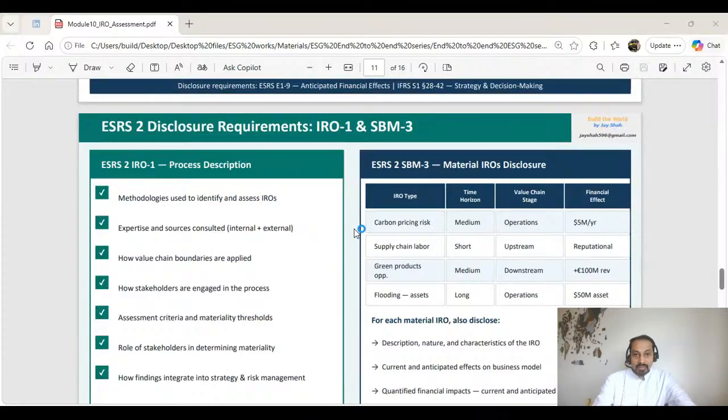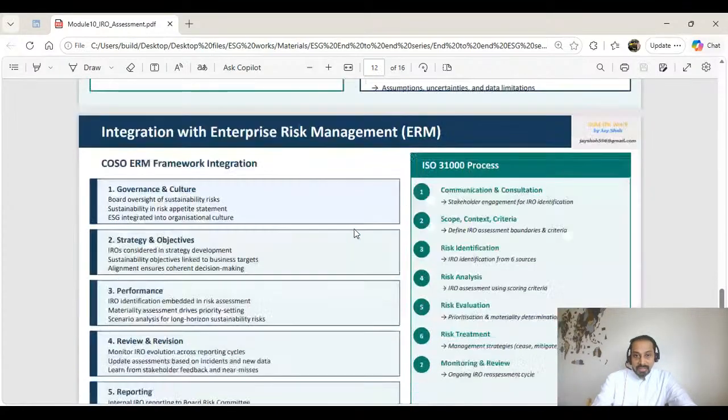And similarly, you should integrate all of this through enterprise risk management, ERM. You can follow the COSO framework as well as the ISO framework. So IRO management can be mapped onto the COSO ERM framework, one of the most widely used enterprise risk management frameworks globally, and ISO 31000 as a connection. For organizations using ISO as their risk management standard, the connection is equally clear. So that can be helpful to understand what kind of IRO assessment can be done for overall enterprise risk management.